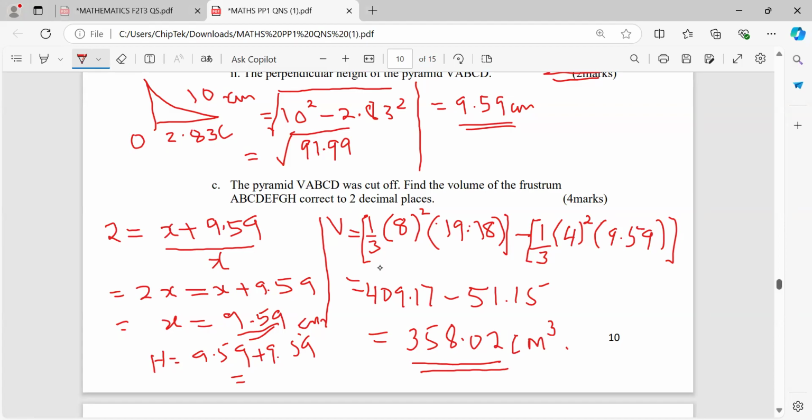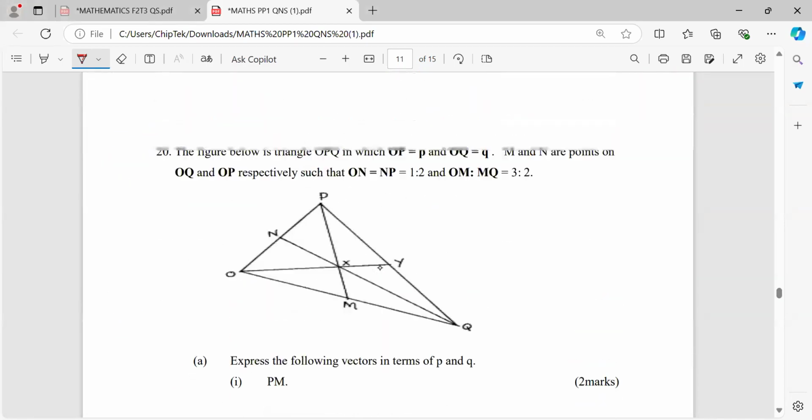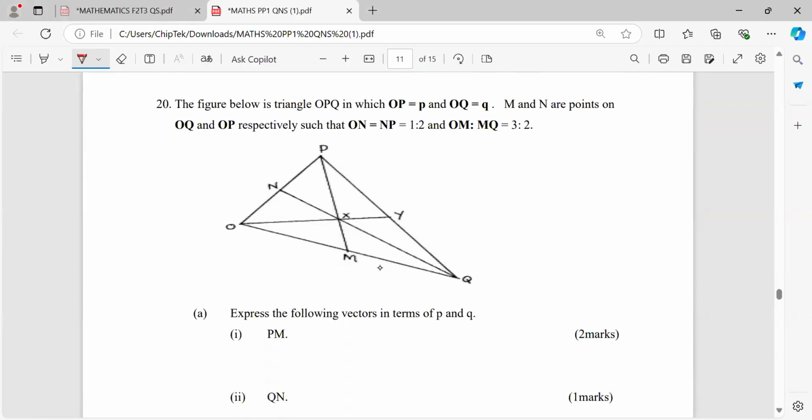Let's go, watch to continue now with the other questions. The question 20 ni kuhusu vectors. So the figure below is triangle OPQ in which OP ni P, hapa ni P na OQ ni Q, hapa lazima uandike Q. Sawa. M and N are points on OQ and OP respectively, such that ON to NP ni 1:2. So hapa ni 1/3.